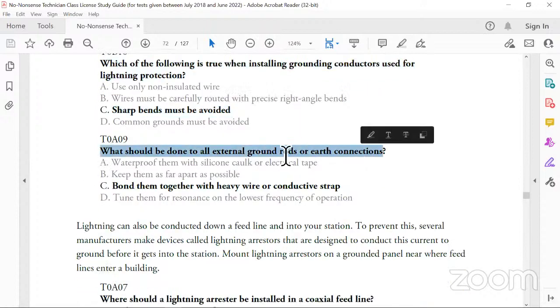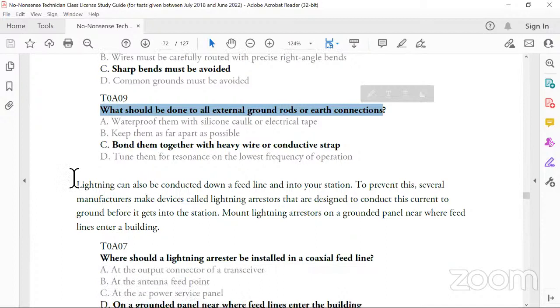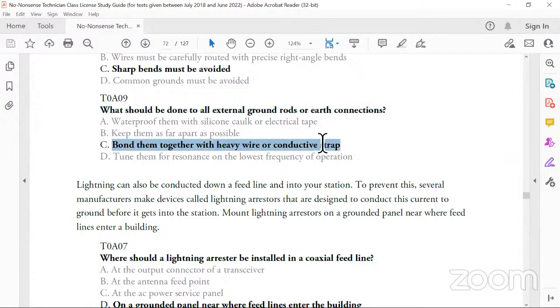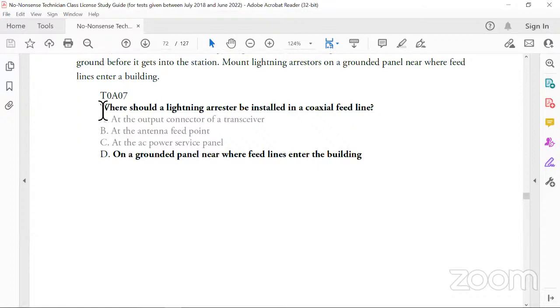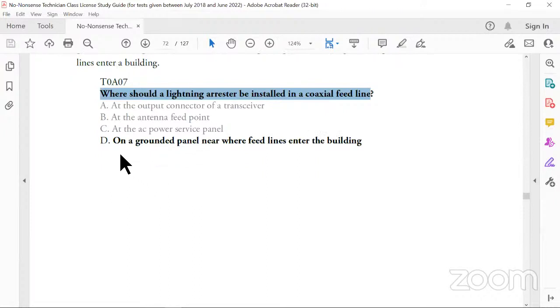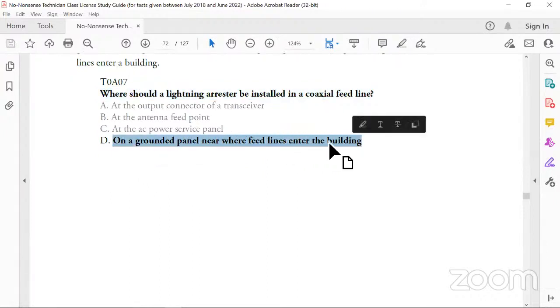Next question in the question pool. What should be done to all external ground rods on earth connections? You need to bond them together with heavy wire or conductive straps. So we showed diagrams to illustrate all of those things. Where should a lightning arrestor be installed in a coaxial feed line? So we showed a picture of where it should be. It's on a grounded panel near where the feed line enters the building.